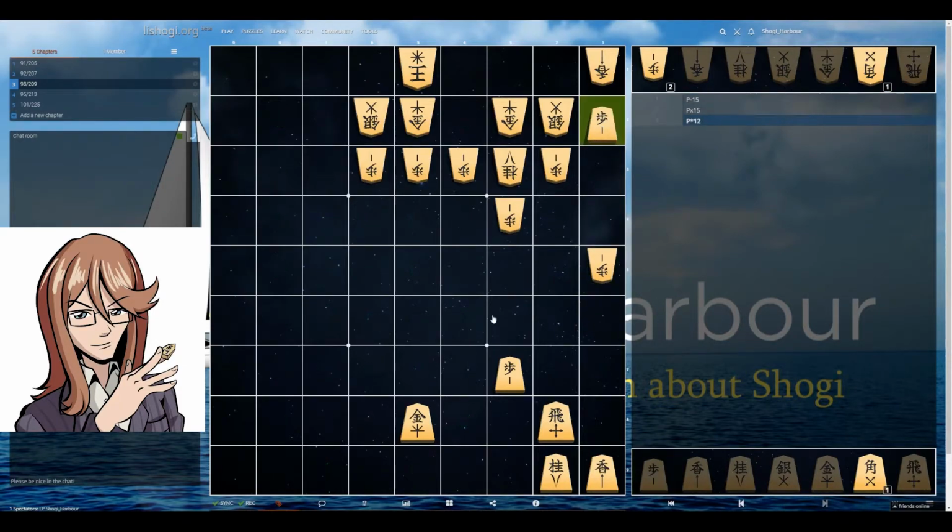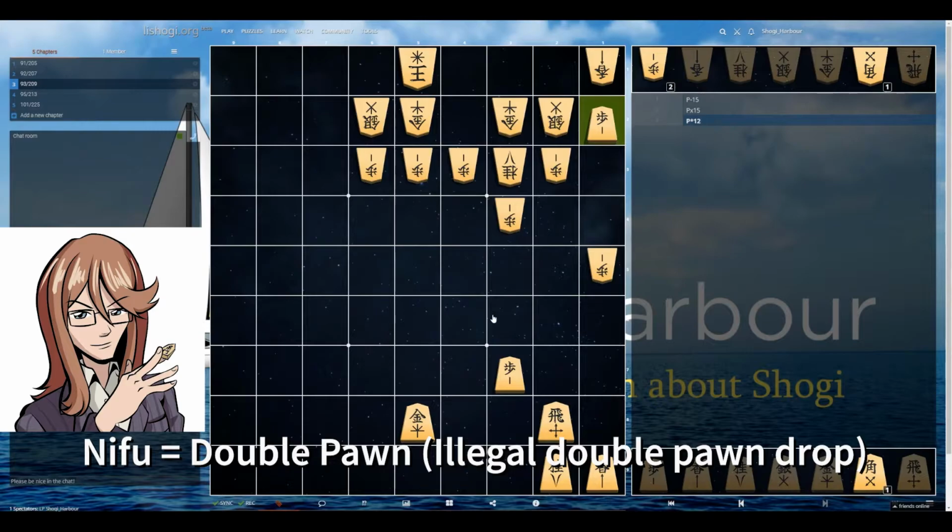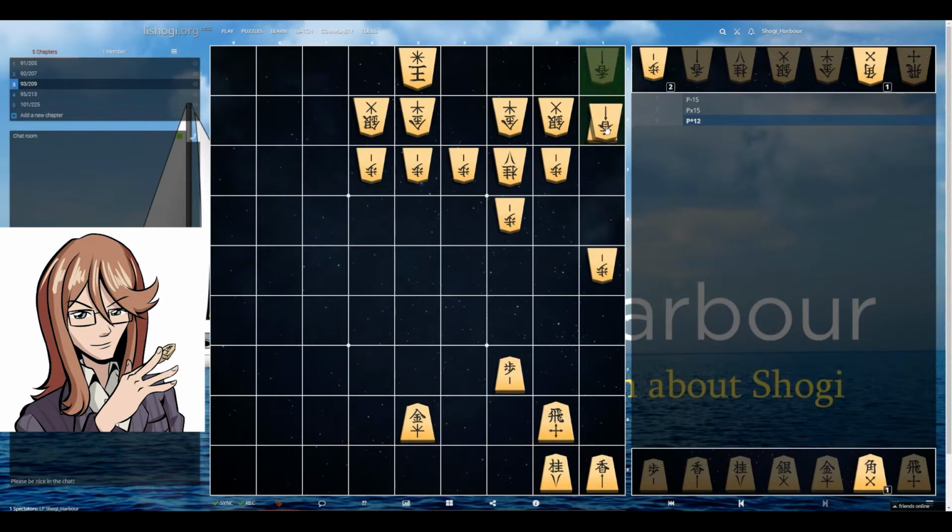one, yeah? Because of the Nifu rule. A double pawn, illegal pawn, we don't want to do that. So sacrifice the pawn before dropping. And here we force the lance to move.